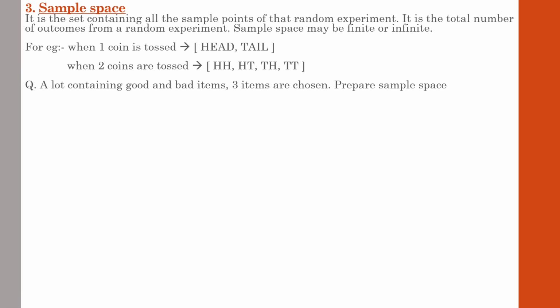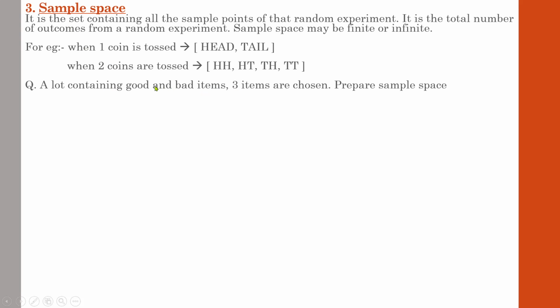Next one, a lot containing good and bad items. 3 items can be chosen. Prepare the sample space. So the sample points of that particular experiment are good, bad. See, a good item is one sample point, a bad item is one sample point. Sample space means how many events can be made. That is, the total outcomes or all the outcomes of that particular experiment is known as sample space.